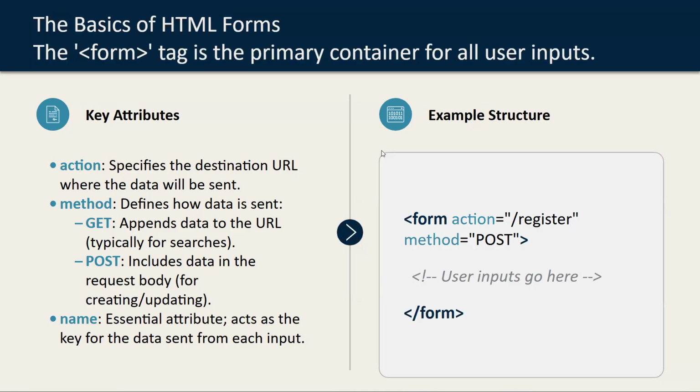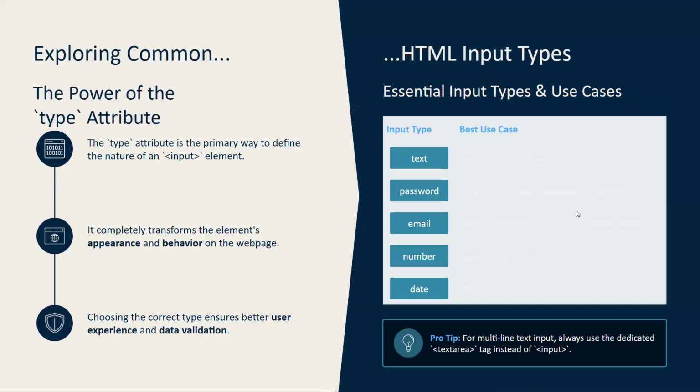So the main takeaway from this slide is that the form groups the inputs. Action says where the data goes. Method says how it goes, and the name attribute helps identify each piece of submitted data.